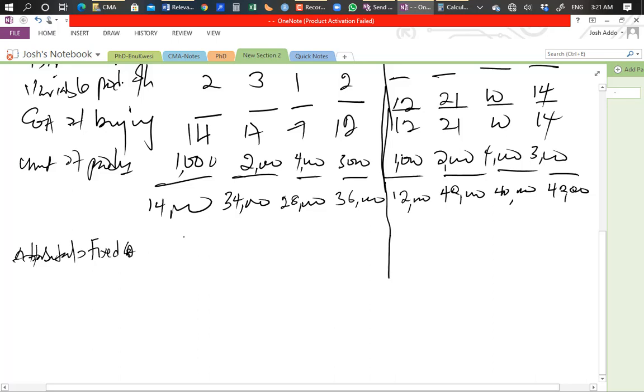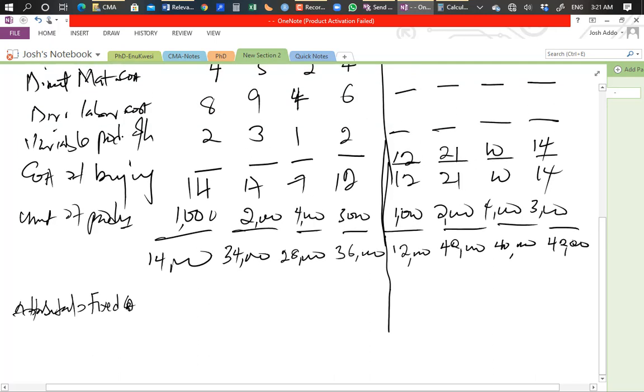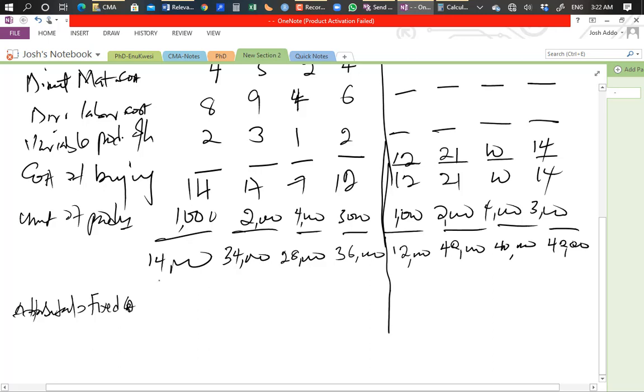So, relevant costs to consider if we are making, in terms of attributable fixed cost. This is 1,000, 5,000, 6,000, and this is 8,000. None of these costs will be incurred if we buy them.